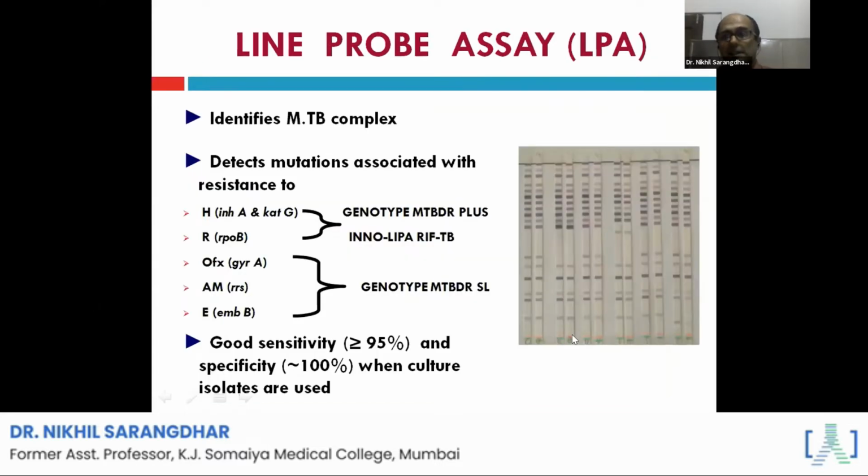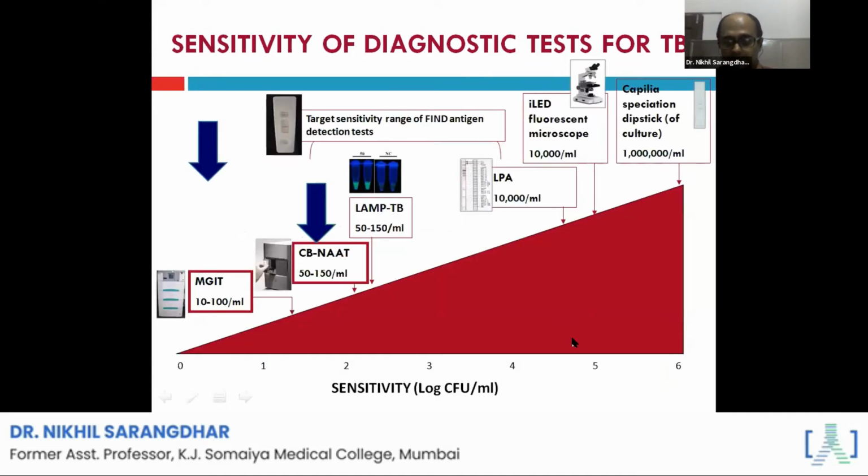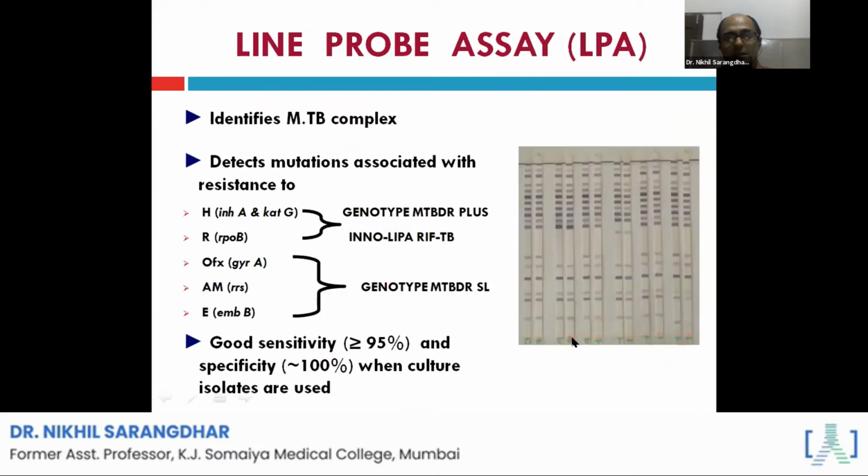Okay. Then we have the line probe assay, which came soon after the GeneXpert. Line probe assays identify the MTB complex. It detects mutations associated with resistance to isoniazid and rifampicin, which is the GenoType MTBDRplus or the Nipro TB, and also the GenoType MTBDRsl, which covers ofloxacin, amikacin, and ethambutol. Line probe assay has good sensitivity and specificity, particularly when culture isolates are used and they are positive.